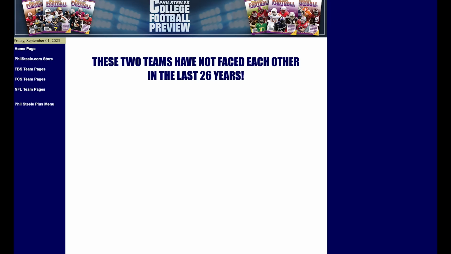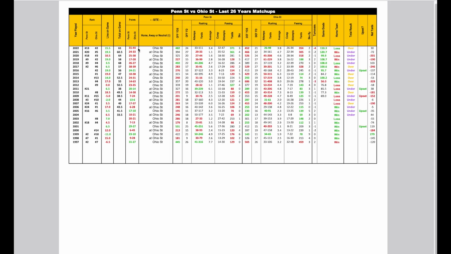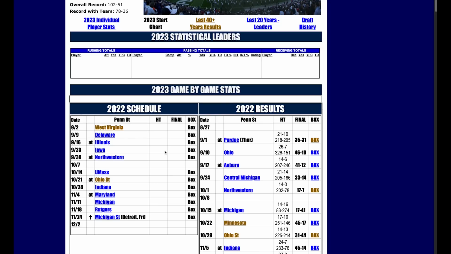You can click right here and you get the last 26 years matchups at your fingertips. How's Penn State done against Ohio State? Color-coded green and red. This is your score of the game. Red indicates a loss. This is your line on the game. Green indicates a win. This is how the home team is done, home and away. You get this on every single game on every single team just by clicking here.